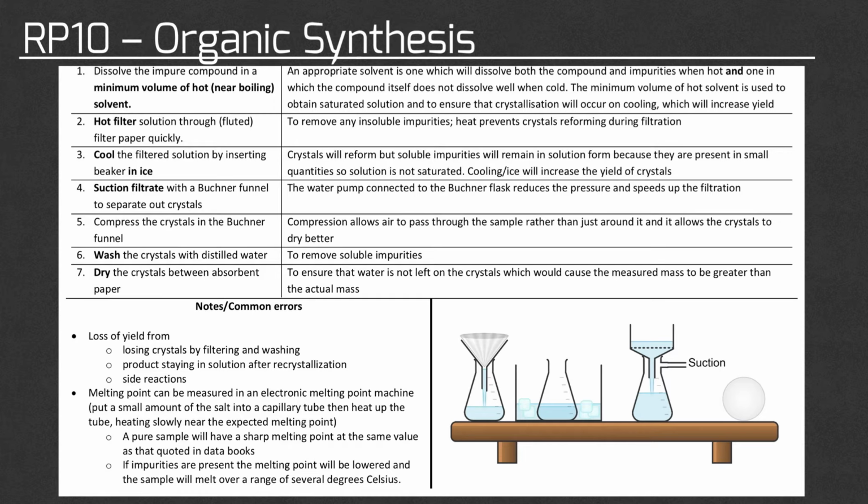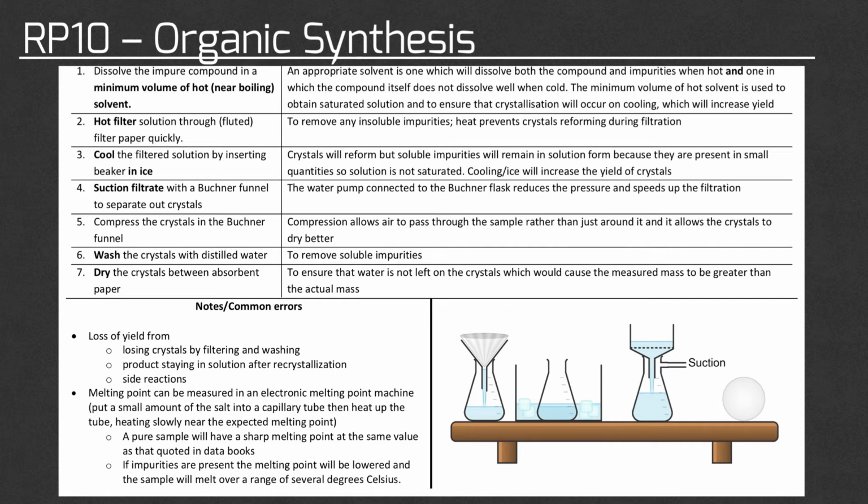We then use suction filtration with a Buchner funnel to separate the crystals from any remaining solution. To do the suction filtration, we connect a water pump to the Buchner flask. This reduces the pressure inside the flask and speeds up the filtration process. We then compress the crystals inside the Buchner funnel. This allows the air to pass through the sample rather than around it, so we've got a thin layer of crystals covering the filter. This means that they will dry better.